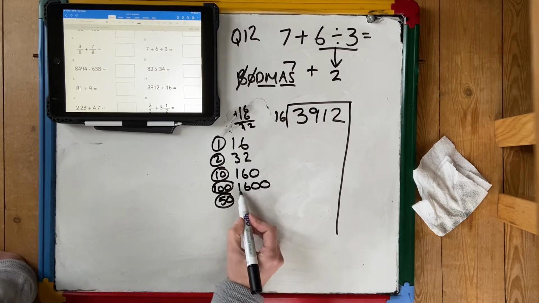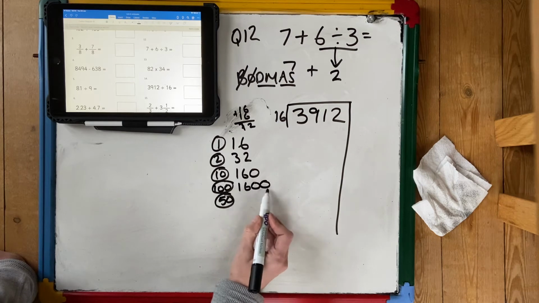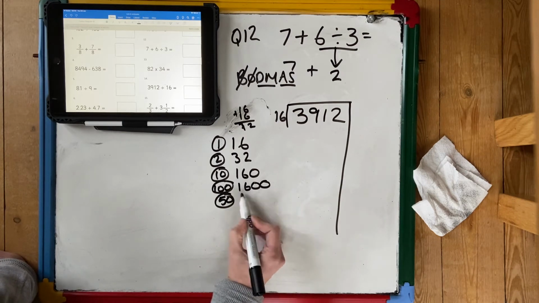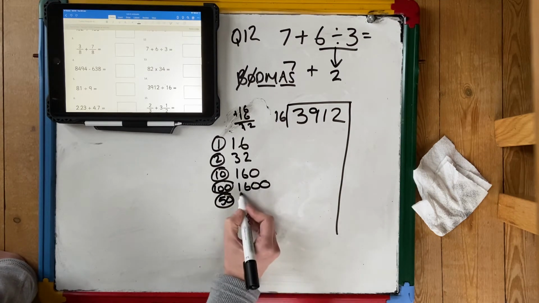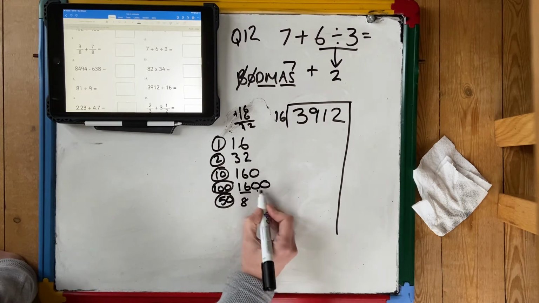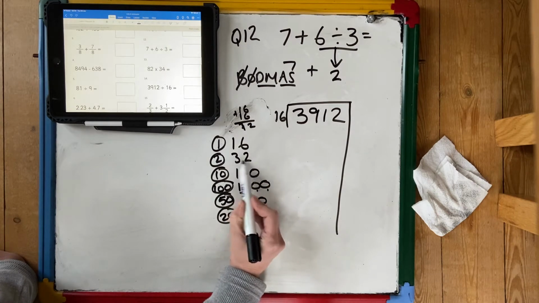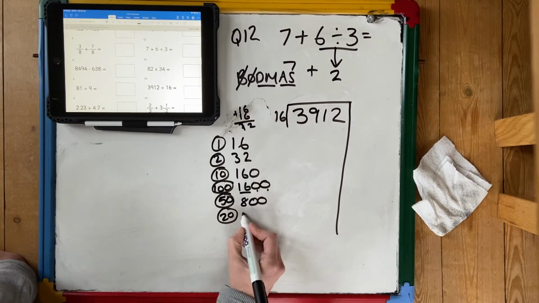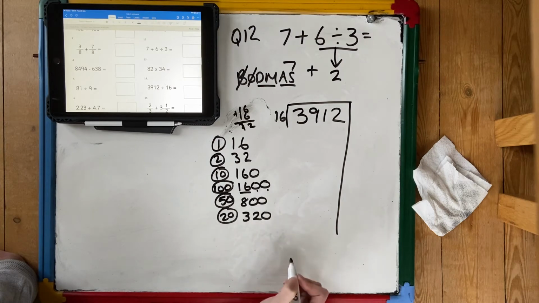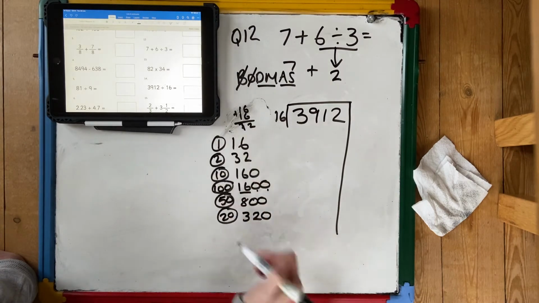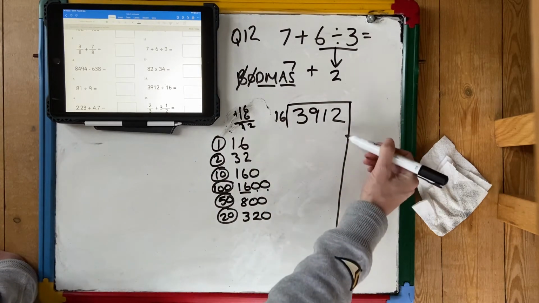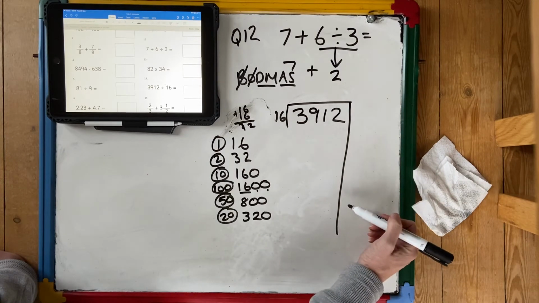What are 50 16s? Well, if we know that 100 16s is 1,600, half of that would be 50 16s. So half of 16 is 8, make it 100 times bigger, 800. What is 20 16s? Well, I know that 2 16s are 32, so 20 16s is 10 times bigger, 320. So there's my starburst. Now I can start subtracting chunks of 16.